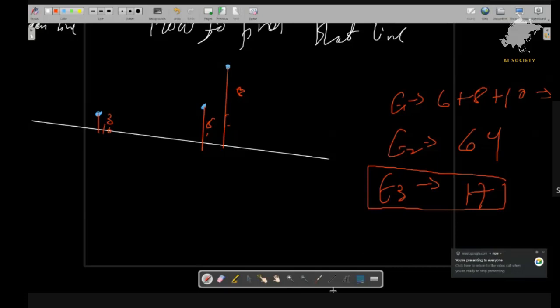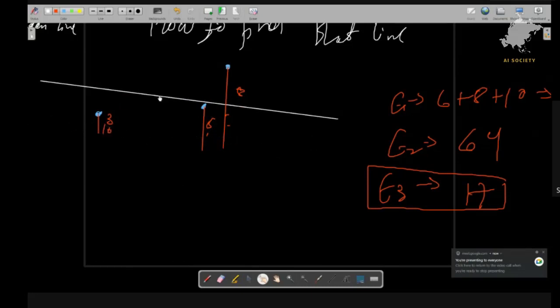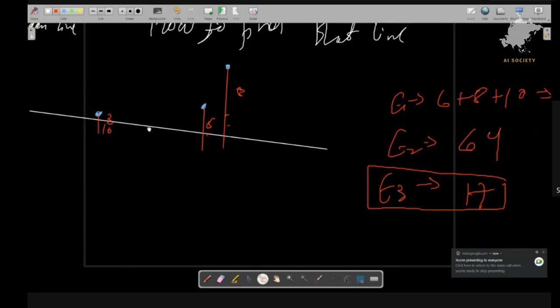Now in the same way, we are going to repeat the process again. Move the line in some direction, see whether you're increasing the error or decreasing the error. If increasing the error, move the line in the opposite direction. If decreasing the error, move the line in the same direction.